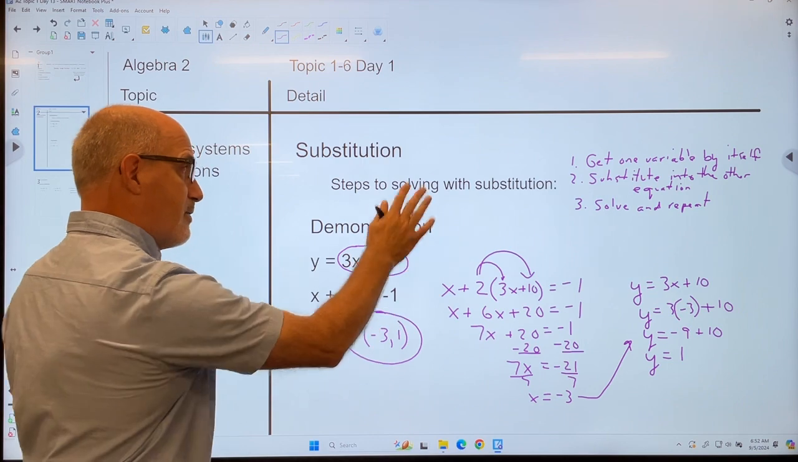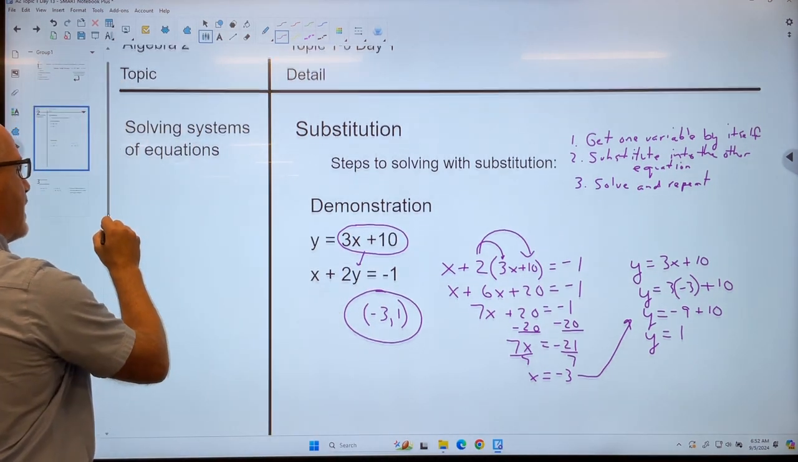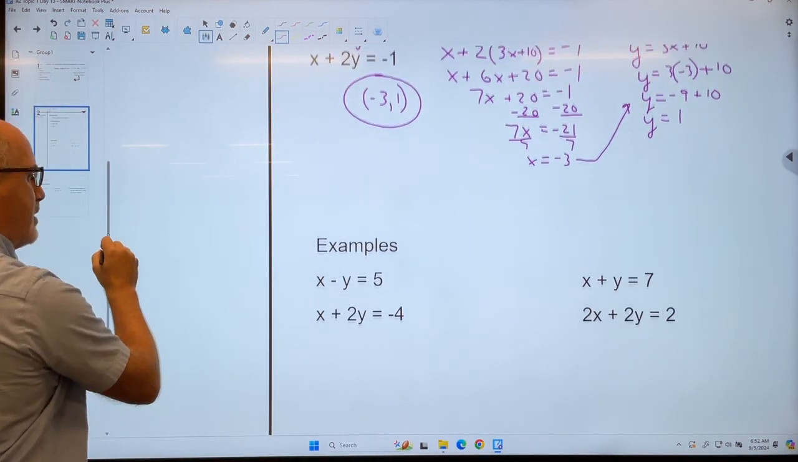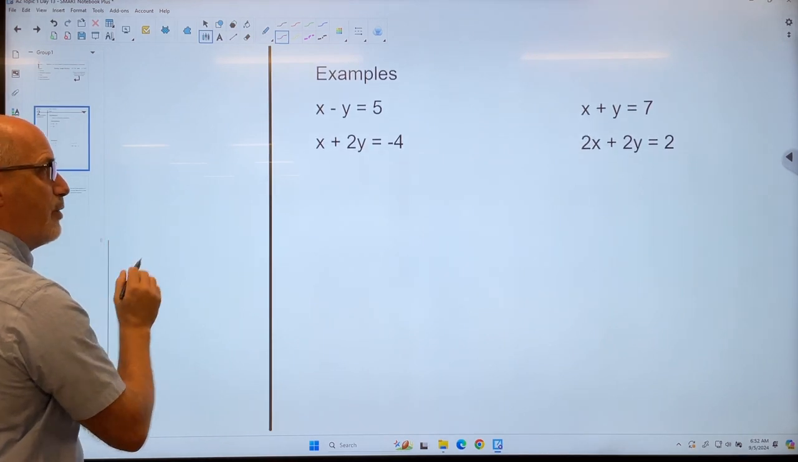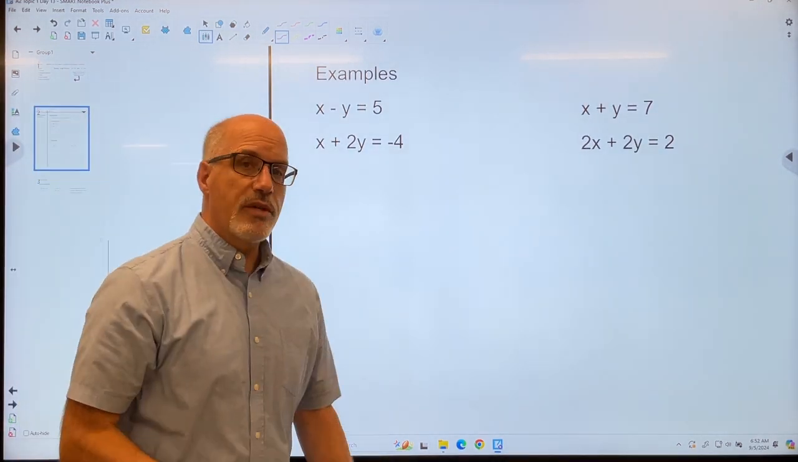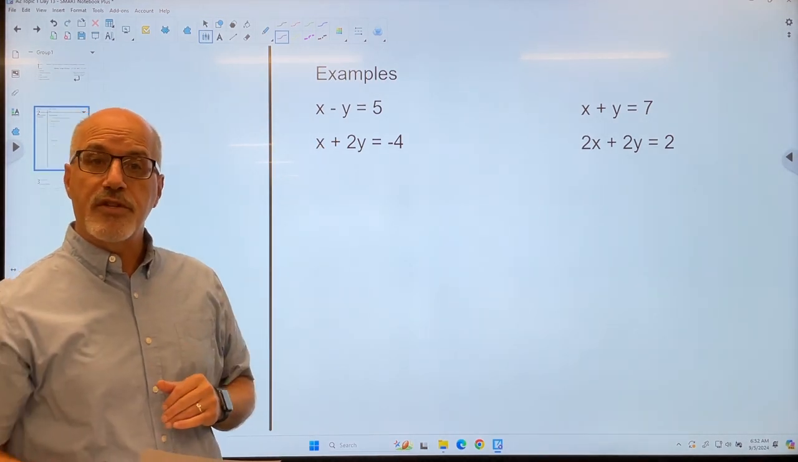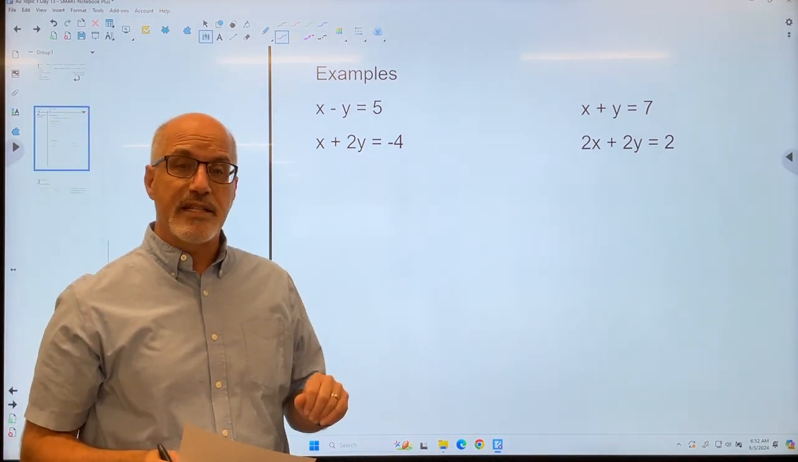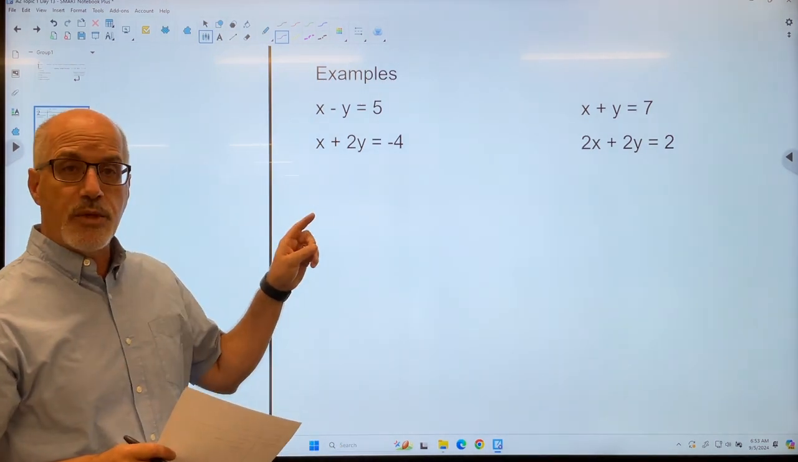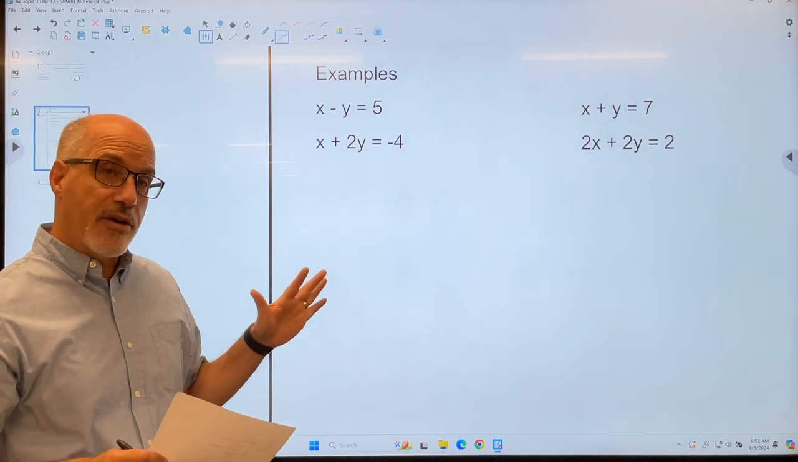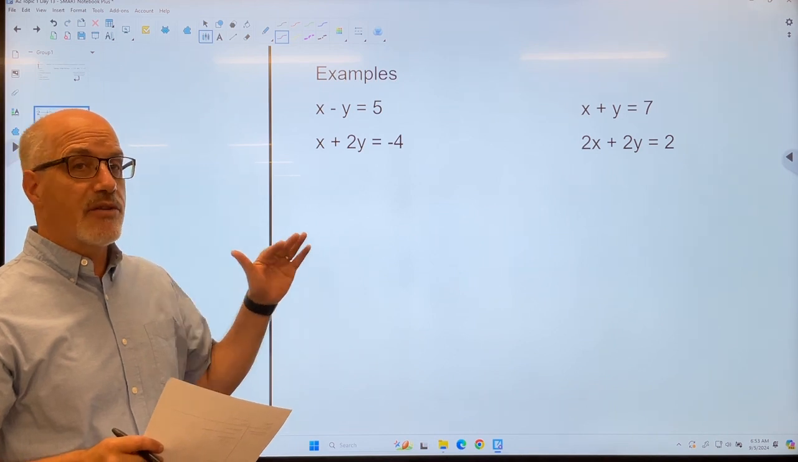So let's follow these steps and do a few more examples. So we're going to solve for both x and y in this one. Notice in this one, neither x nor y are by itself. We have to do that first step to get one of the variables by itself. It's your choice as to which one you're going to do.